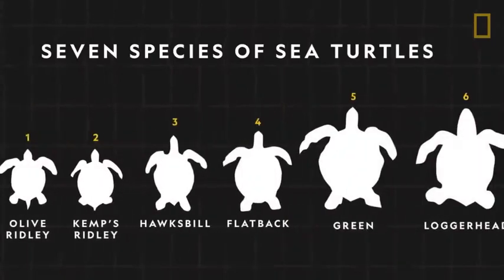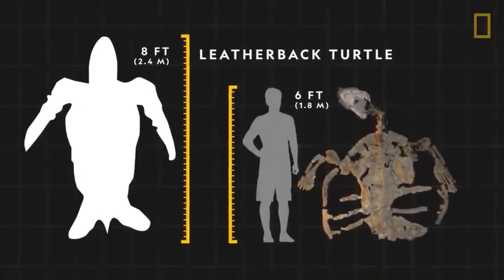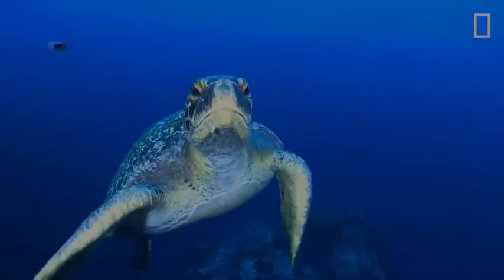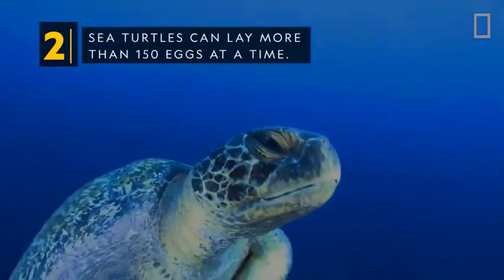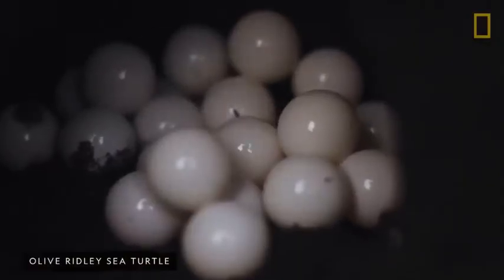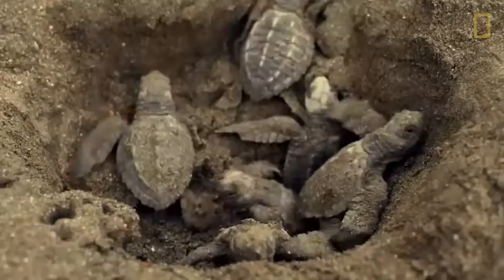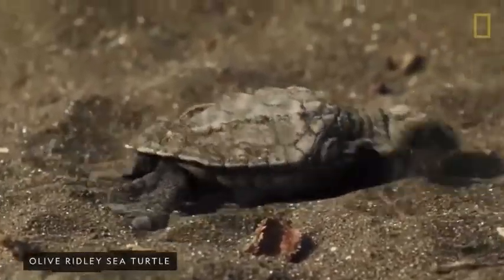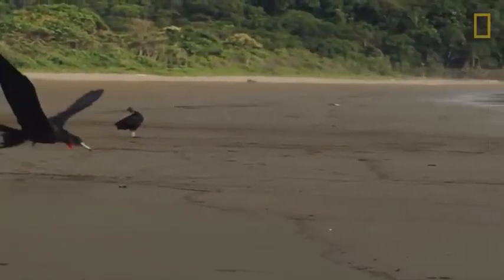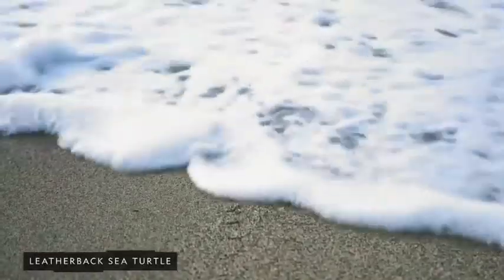Today, there are 7 species of sea turtles, with the largest being the leatherback. Growing as long as 8 feet and weighing up to 2,000 pounds, it is larger than known fossils of its prehistoric ancestor. Sea turtles can lay more than 150 eggs at a time. Called a clutch, these large egg deposits help ensure the survival of sea turtle hatchlings. Once a female lays her eggs, she returns to the sea, leaving her hatchlings to fend for themselves. Fewer than 0.1% of hatchlings survive to adulthood, in part due to numerous predators on the beach. Emerging in large numbers increases the chance that some will survive.